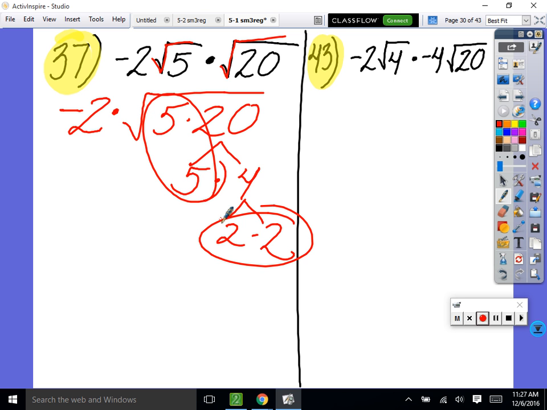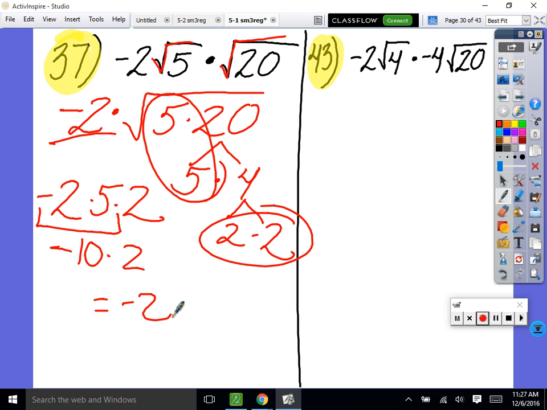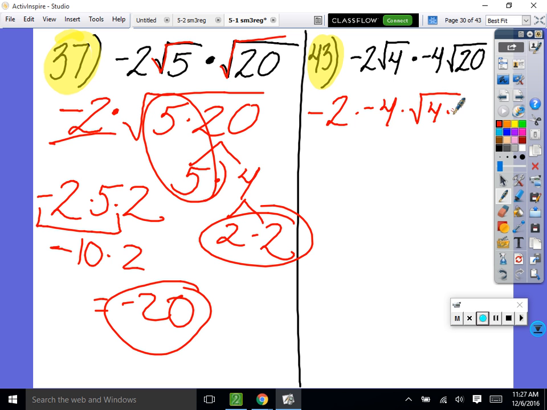So we pulled out a negative. We already had a -2 on the outside. We pulled out a 5. We pulled out a 2. -2 times 5 is -10 times 2 is -20. Not bad, right? Are you guys comfortable to do the next one? Could we just reorder this, right? Multiplication can be reordered. So we would have -2 times -4 times the square root of 4 times the square root of 20. Do you see how I just reordered it?